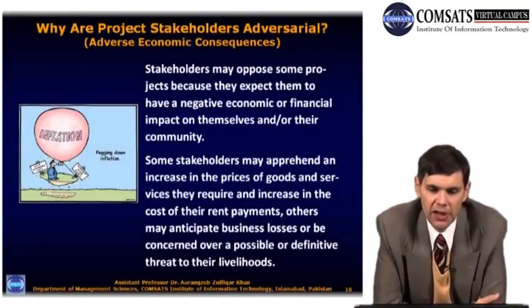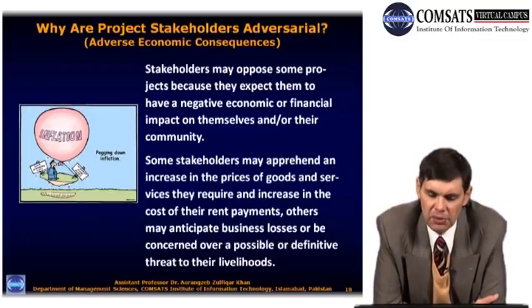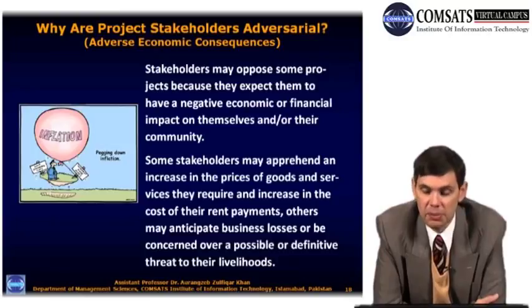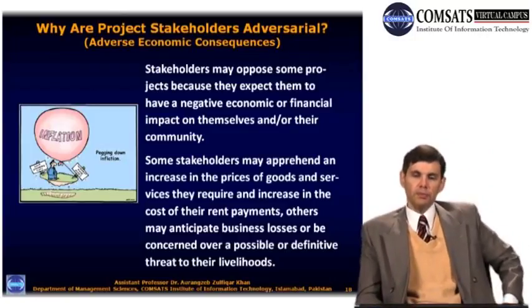Adverse economic consequences. This could be another reason why stakeholders oppose projects. Stakeholders may oppose some projects because they expect them to have a negative economic or financial impact on themselves and or their community. Some stakeholders may apprehend an increase in the prices of goods and services they require, and an increase in the cost of their rent payments. Others may anticipate business losses or be concerned over a possible or definitive threat to their livelihoods.